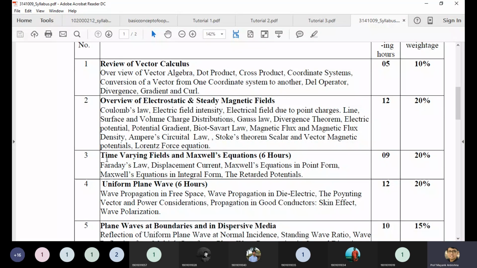And for this chapter 3, Faraday's law is very general. Displacement current means we are discussing Maxwell's equations in both forms, integral form as well as differential form. This is also a common question. So many times this question is asked: mention Maxwell's equations in both forms, and you have to explain the significance of these 4 equations. So this is all about your mid-semester syllabus.